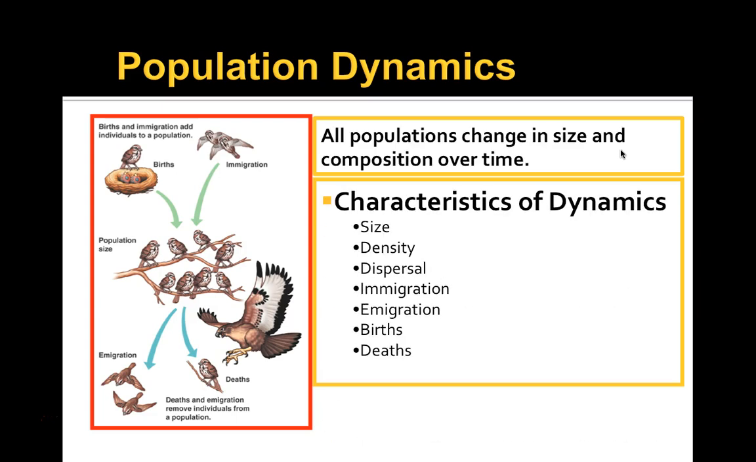The dynamics that affect population size are size, density, dispersal, immigration, emigration, births, deaths, and survivorship. The only term we have yet to discuss is survivorship, which is the length of the lifespan per individual.